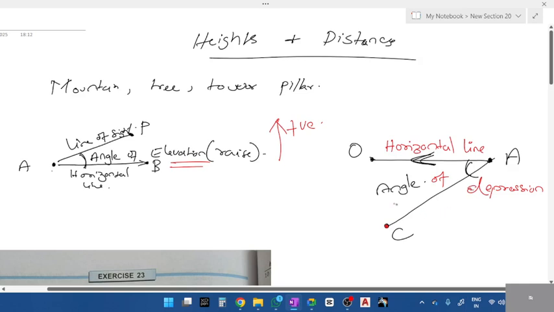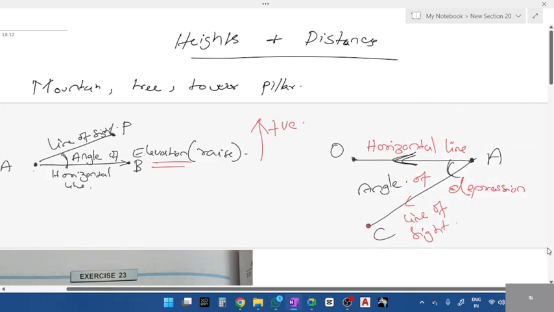Angle of depression. And A to C is known as line of sight. Whatever object you're looking at, line A to C is known as line of sight. Take down the formula: angle of elevation is equal to angle of depression. These are the two things you'll have to remember.